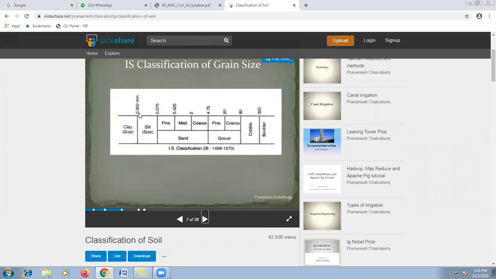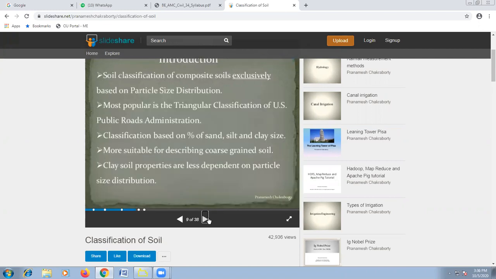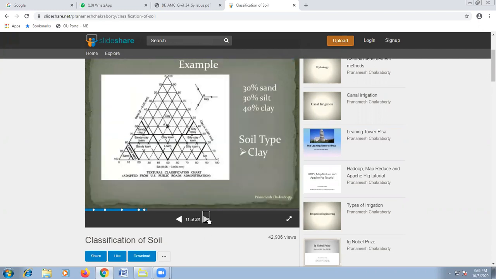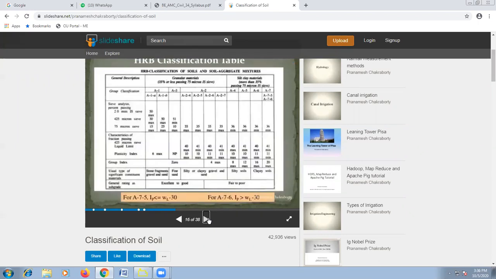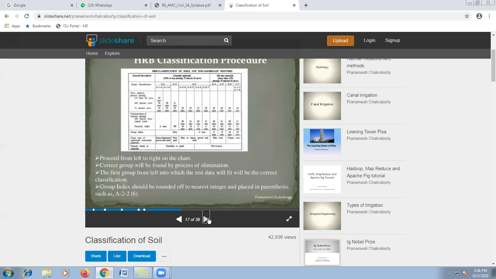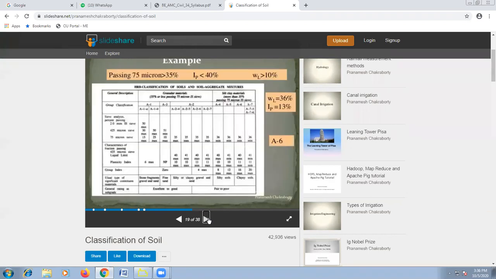See here, these are the different sieve sizes. This is the 2 microns, 75 microns, 425 microns, 2 mm, 4.75 mm, 20 mm, and so on. These are the different sieve sizes. This is a classification chart. These are above your scope. Mostly you will be learning about them in soil mechanics.